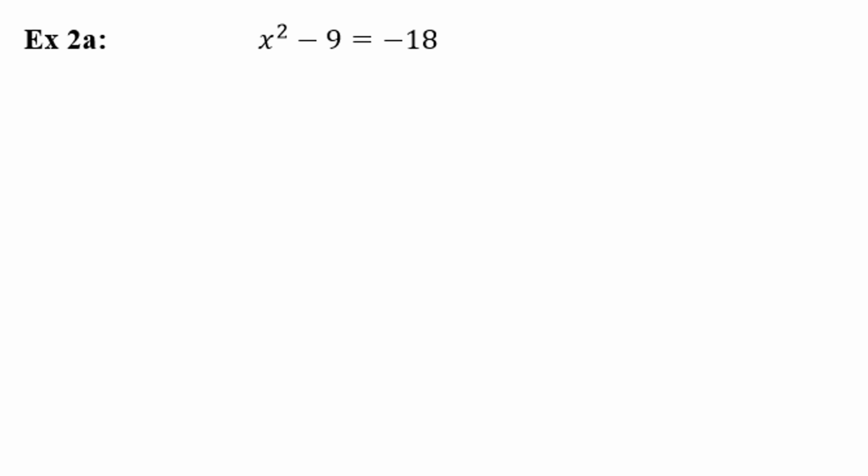Example 2a, directions remain the same. We have x squared minus 9 equals negative 18, so we have to solve for x. We bring the line down. There's no distributive property, no combining like terms, so we add or subtract. We want to get x by itself, so we want to get rid of the constant, so we're going to add 9 to both sides.